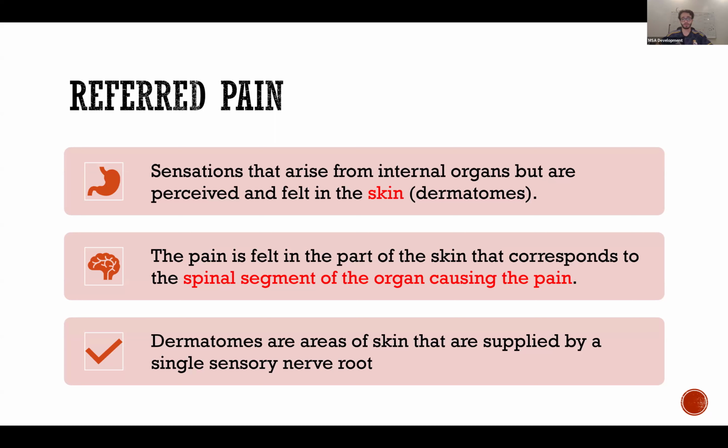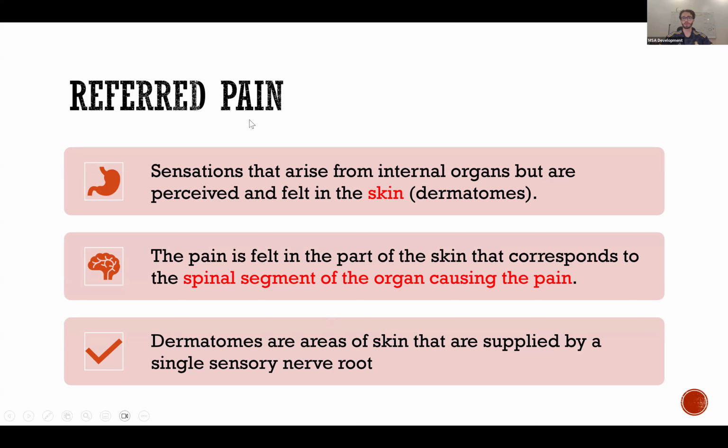The strip of the skin that is in the same spinal segment of the liver, we call it a dermatome. But the dermatome is an area of the skin that is supplied by one sensory nerve root. So let's go over this again. An internal organ is causing pain. This pain will be perceived on a dermatome, on a strip of the skin, which is in the same spinal segment of this organ that is causing the pain. This pain is called referred pain.